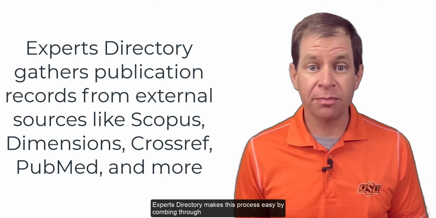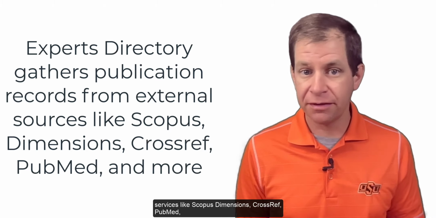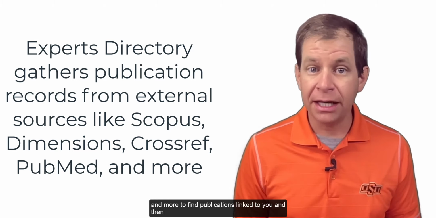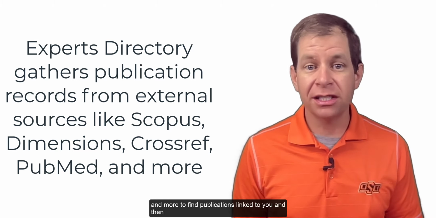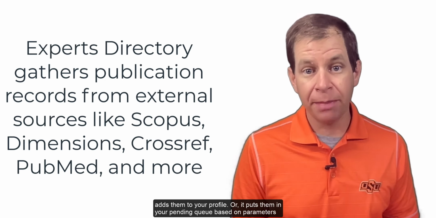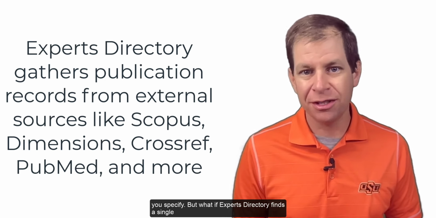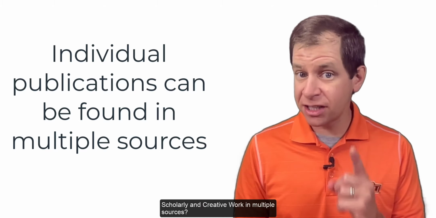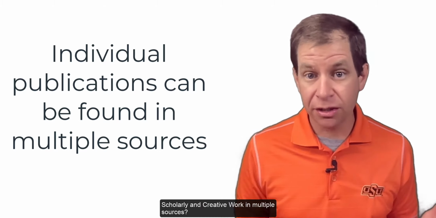Experts Directory makes this process easy by combing through services like Scopus, Dimensions, Crossref, PubMed, and more to find publications linked to you and then adds them to your profile or puts them in your pending queue based on parameters you specify. But what if Experts Directory finds a single scholarly and creative work in multiple sources?